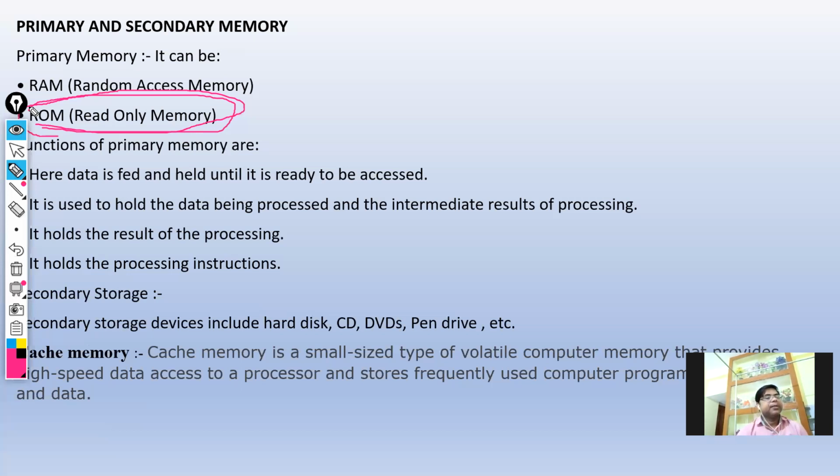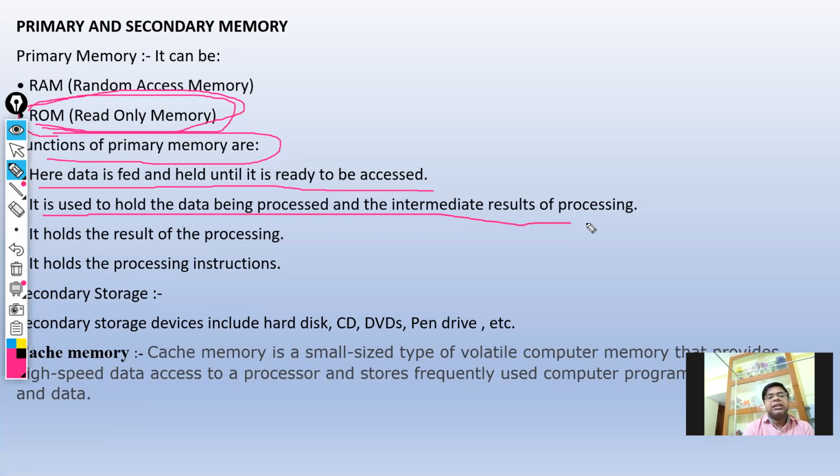Okay. Now, here you can see the functions of primary memory. Here data is fed and held until it is ready to be accessed. It is used to hold the data being processed and the intermediate result of processing. Next, it holds the result of the processing. It holds the processing instructions. These all are the functions of primary memory.